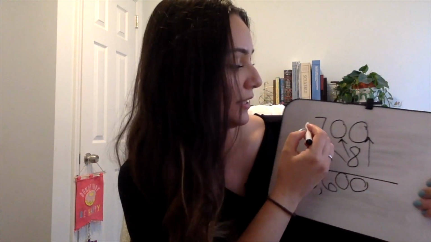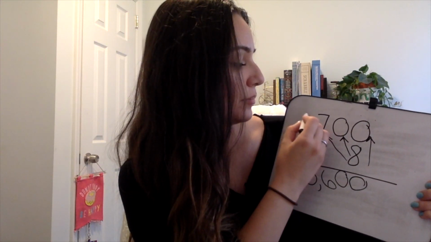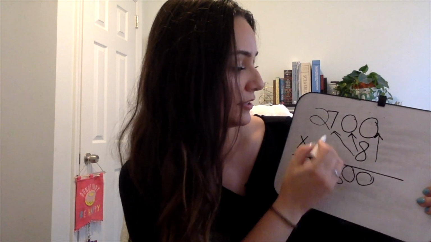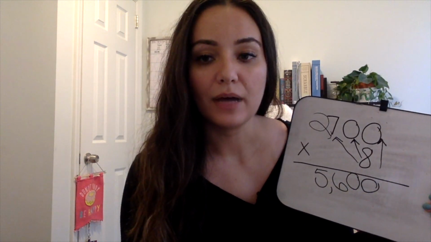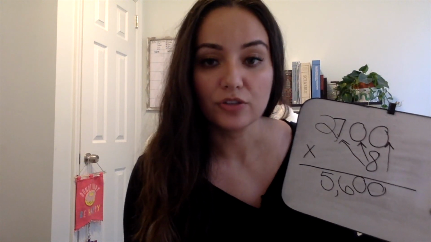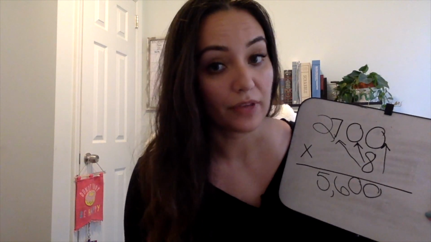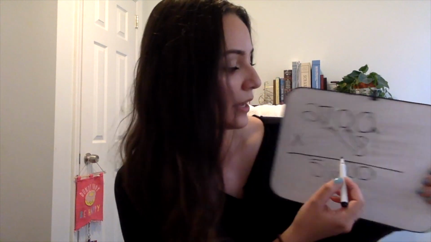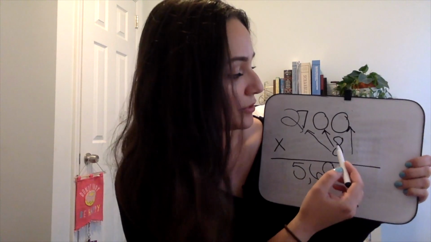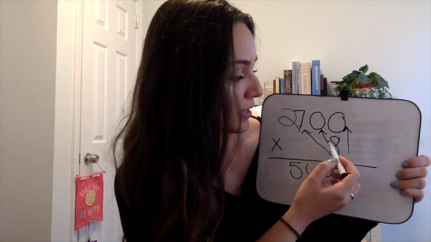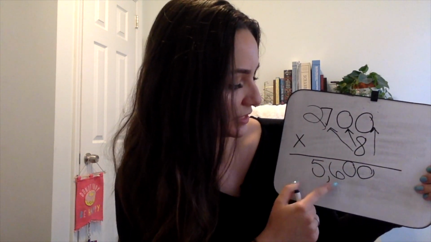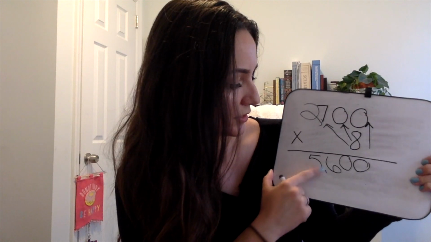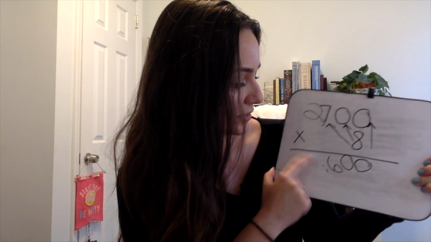Now, if I added another number here, okay? So for example, if now I'm not multiplying 8 times 700, I'm multiplying 8 times 2,700, I would still do the same thing. I would do 8 times 0 gives me 0. 8 times 0 gives me 0. 8 times 7 gives me 56, but this 5 would not stay here.